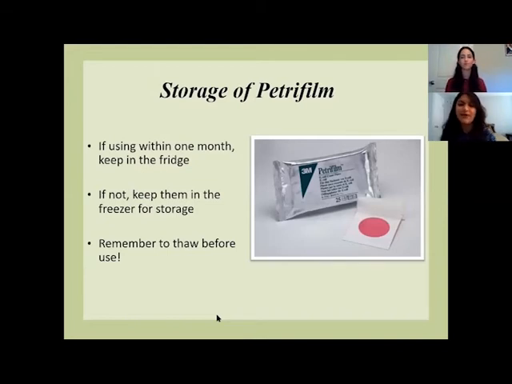Okay, so when it comes to storing our Petrifilm, you can store it in the refrigerator if you're going to use it within the month. But if you bought a bulk order and you're not going to be using it for a while, then you can keep it in the freezer for storage. And like I said before, when we pull those out of the refrigerator or freezer, we want to thaw them to room temperature before we use them for plating.